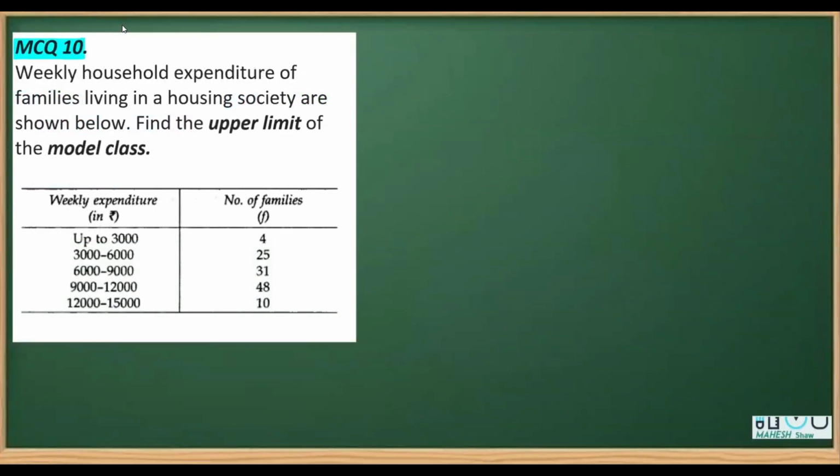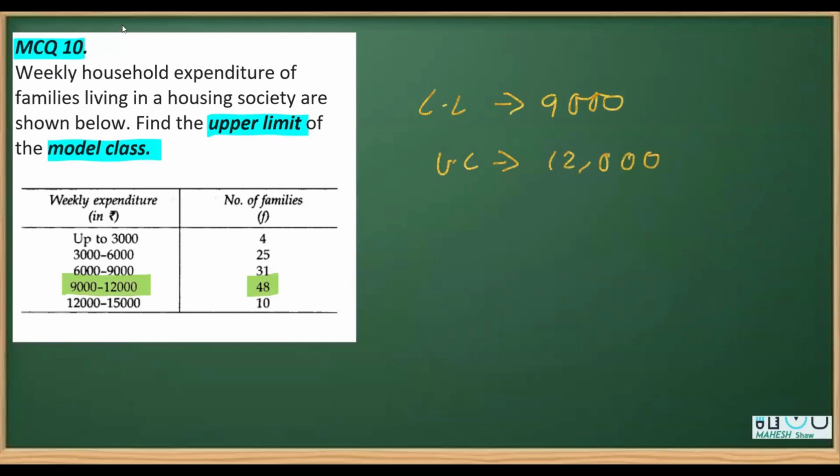In MCQ 10, it says weekly household expenditure of families living in a housing society is shown in the table, as you can see. What we have to find out is the upper limit of the modal class. Now, what do you know? The modal class is the one which has the highest frequency. As I can see, the highest frequency is 48, and therefore this is the modal class, that is 9,000 to 12,000, whose lower limit is 9,000. And what we have to find is the upper limit, right? So the upper limit is going to be 12,000. So we'll say that this is the correct answer, that is 12,000.